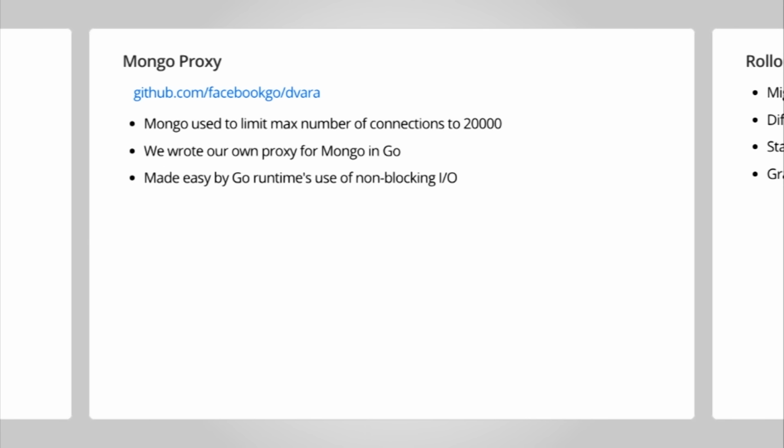So yeah, at this point, we were very impressed with Go. And we started rewriting our API server in Go. But during this time, we had another issue. Our primary database, Mongo, had a hard connection limit of around 20,000. As we started to add more and more app servers to our stack, we started to hit this limit. So we wanted to write some software to better manage our connections to Mongo. We wrote a proxy for Mongo in Go. It's called Dwara. It has been tested with the Ruby and Go drivers in production.